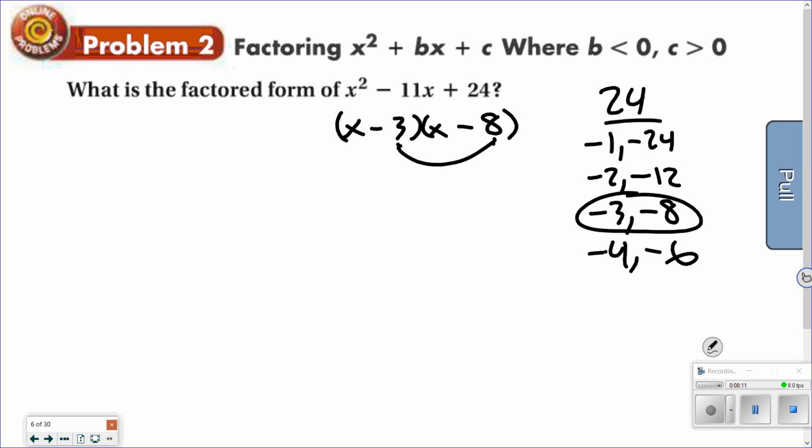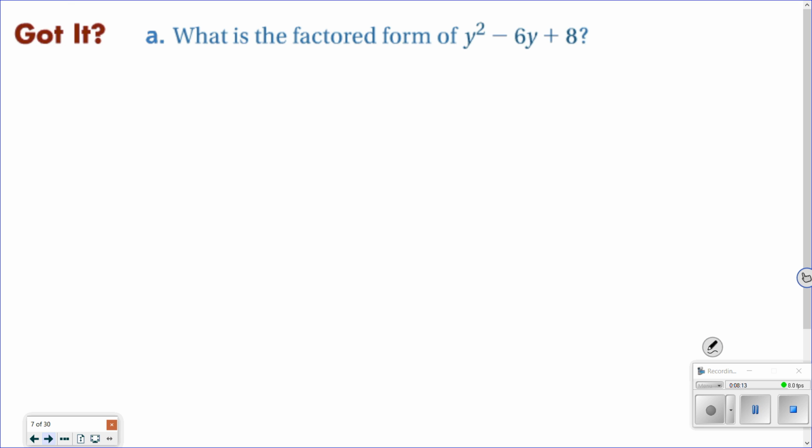Let's do one more of those. In fact, you guys try this one. y squared minus 6y plus 8. So pause it, try it. All right, now I'm going to go through it.